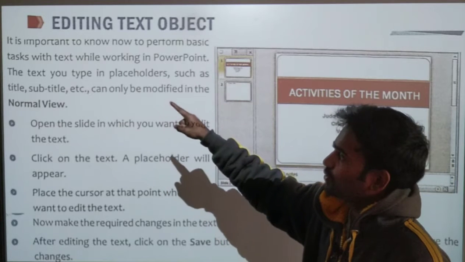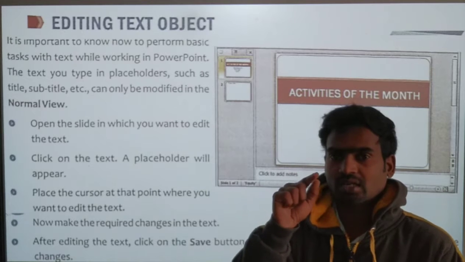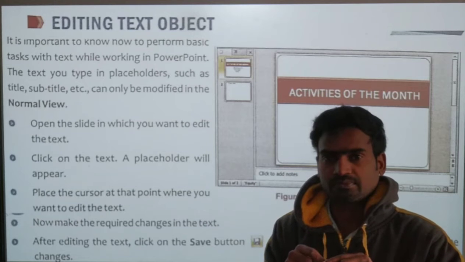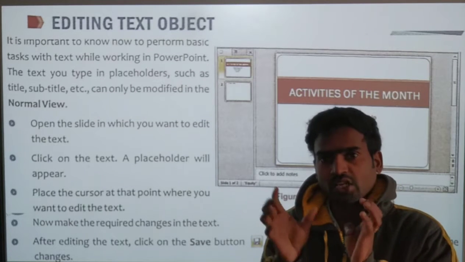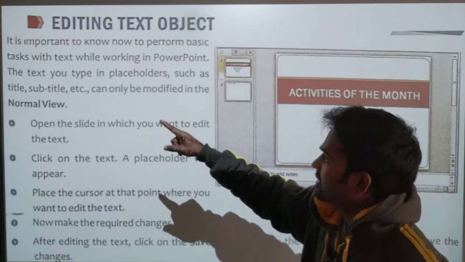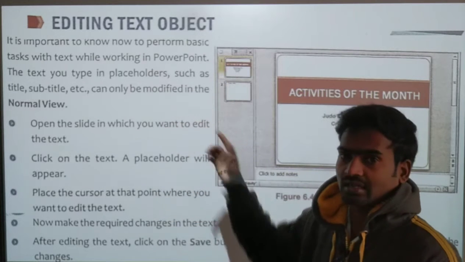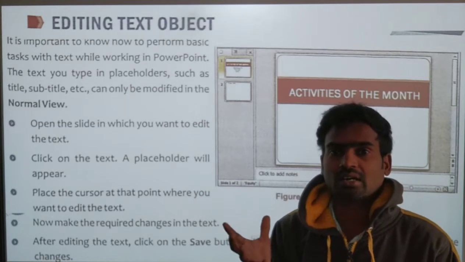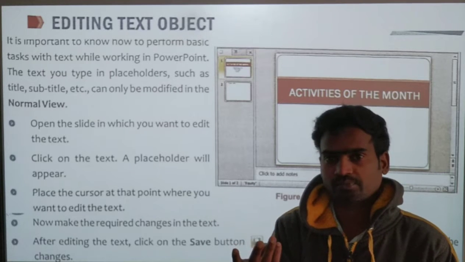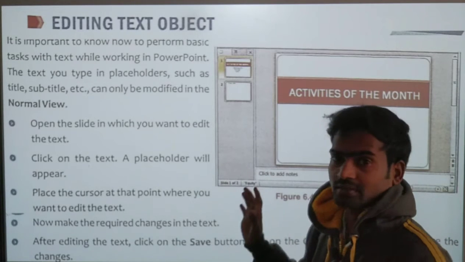The text you type in the placeholder. You know what is the meaning of placeholder. When you click on it, there will be a small rectangular box. That is a placeholder. That box holds the text, so we call it a placeholder. The text you type in placeholders such as title, subtitle, etc. The placeholder can contain everything: text, object, image, table. So everything we can keep in the placeholder.